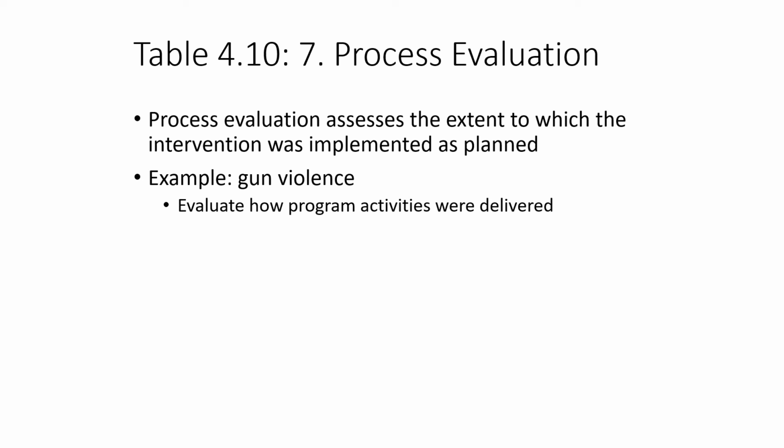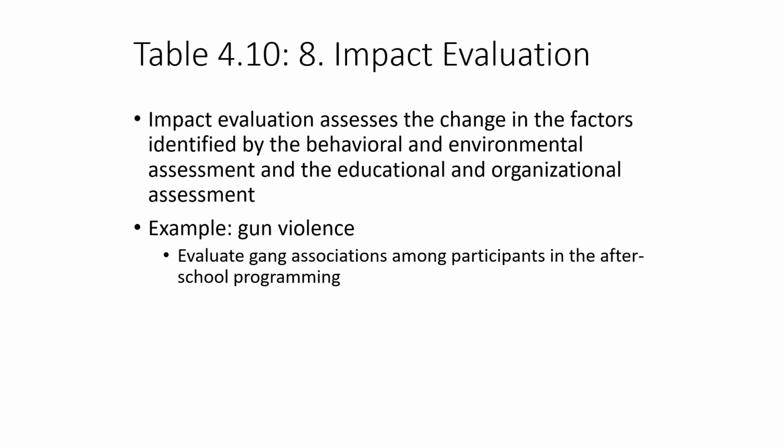Now we will look at the impact. In impact evaluation, we assess the change in the factors identified in steps 3 and 4, that is by behavioral and environmental assessment and educational and organizational assessment. One example is we evaluate the gang associations among participants in the after-school programming. Is there any reduction in gang association among participants?